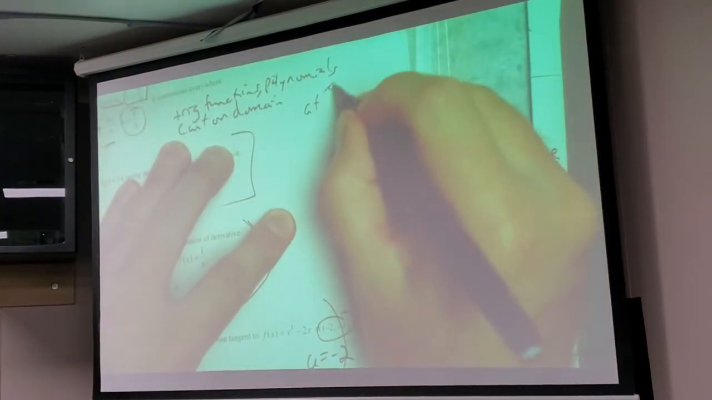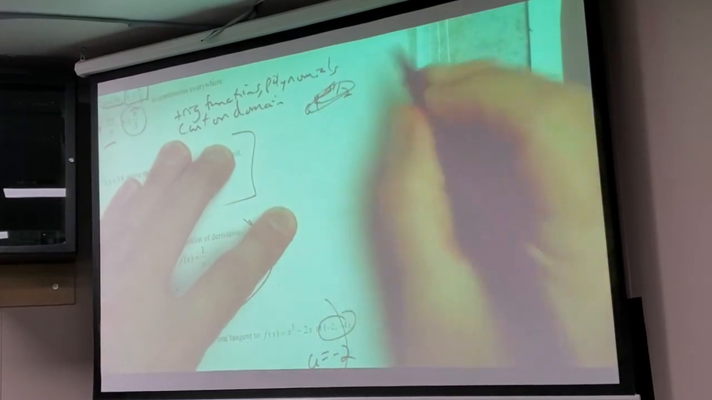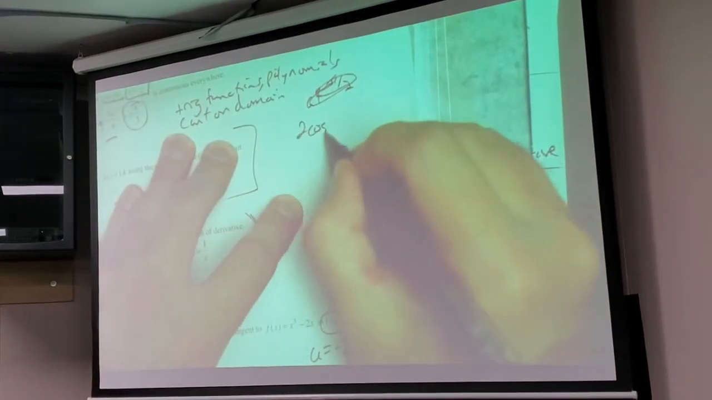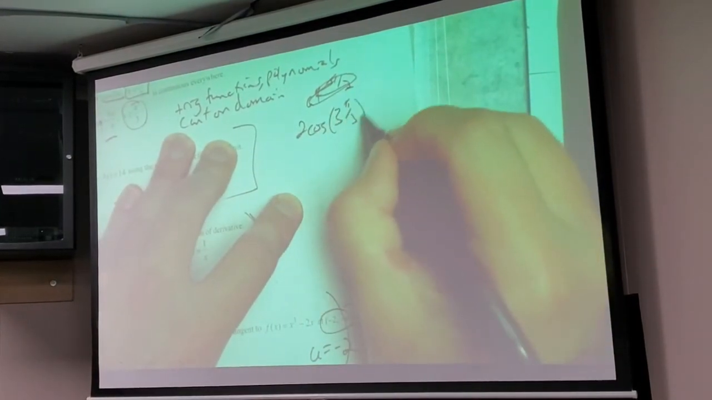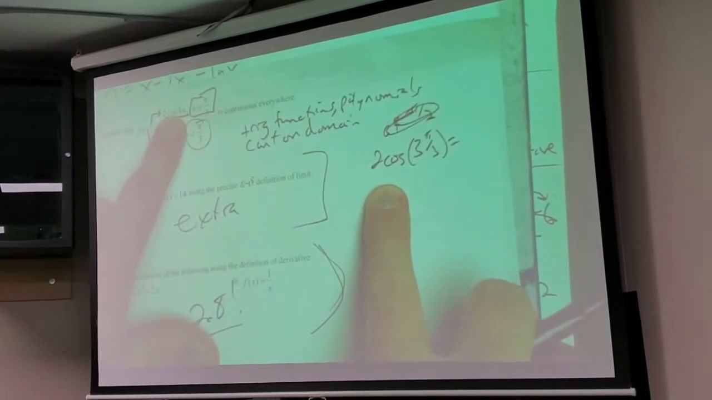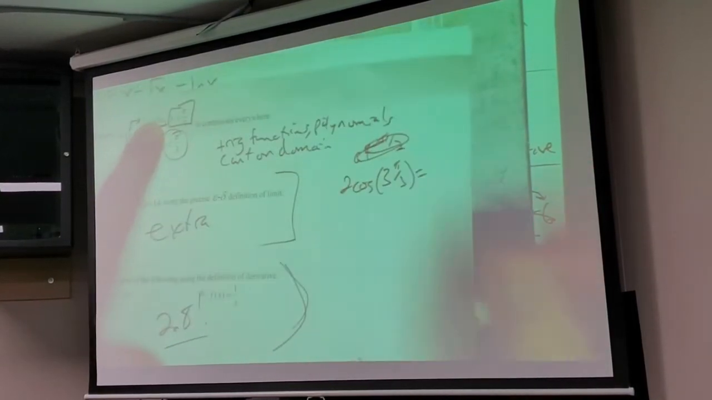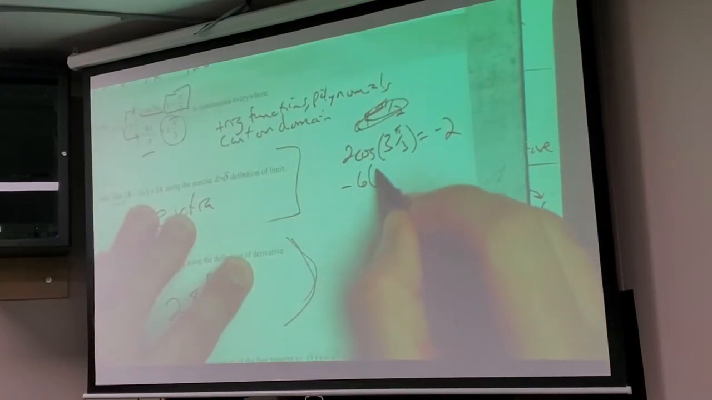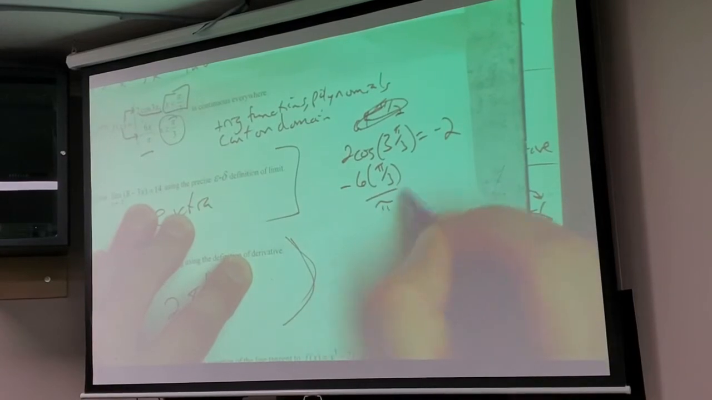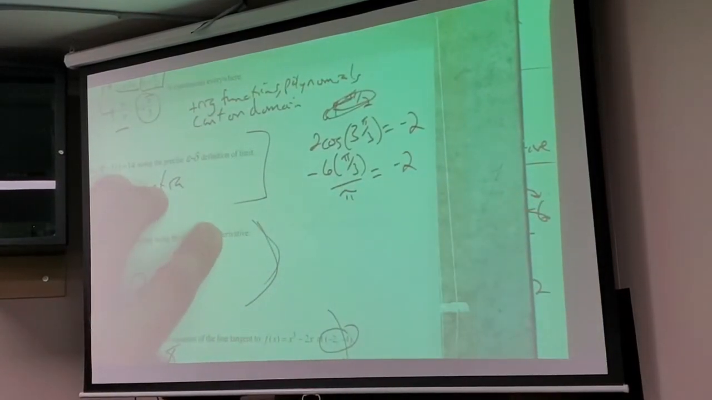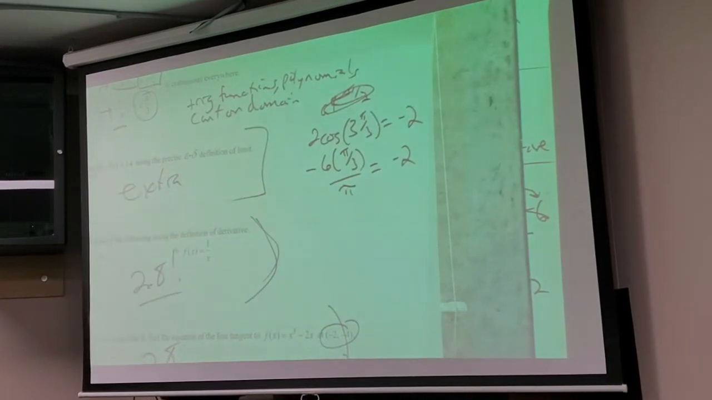At pi over 3, let's see, if you want to be really technical about this, I would kind of allow for a little less technical. So I would say 2 cosine of 3 times pi over 3. What is that? At pi over 3, what does this want to be? Negative 2. And at pi over 3, what does this want to be? Negative 2. Therefore, this is continuous because those agree.